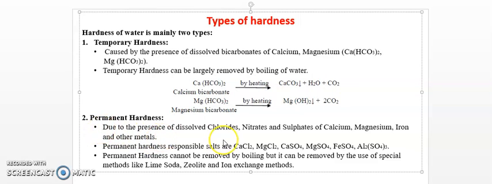Permanent hardness is due to the presence of dissolved chlorides, nitrates and sulfates of calcium, magnesium, iron and other metals. The responsible salts are calcium chloride, magnesium chloride, calcium sulfate, magnesium sulfate, ferrous sulfate, aluminium sulfate. It cannot be removed by boiling, but it can be removed by special methods like lime soda, zeolite and ion exchange methods.